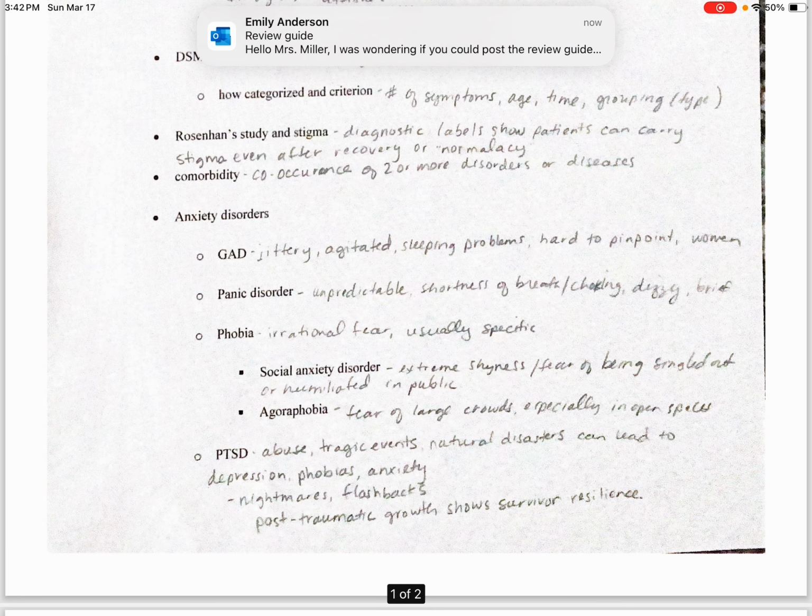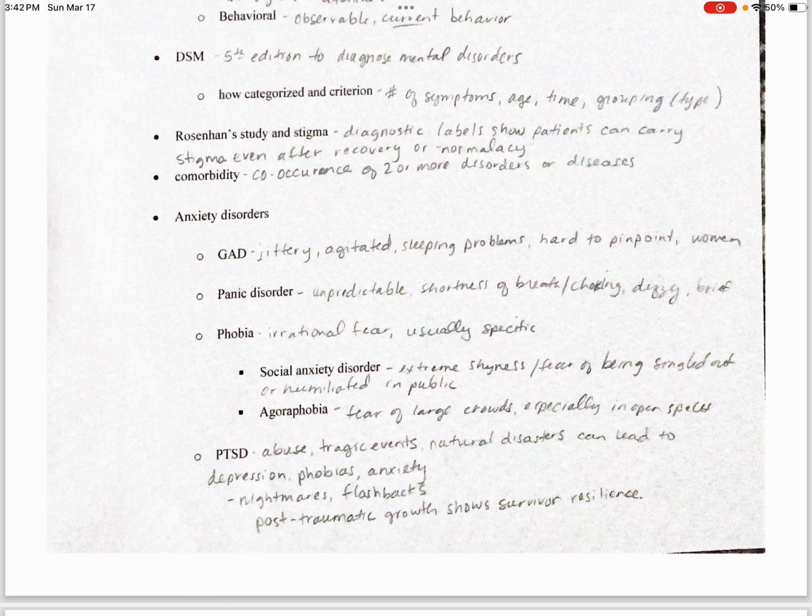Anxiety disorders. Let's talk about GAD, generalized anxiety disorder. This is characterized by being jittery, kind of agitated and on edge, having sleeping problems, typically a lack of sleep. It's hard to ease your brain and let your brain slow down. It's very hard to pinpoint, however, because there's nothing that really sets off this anxiety, nothing necessarily one thing that makes us jittery. So it's difficult to assess what it is. And it often is in women.